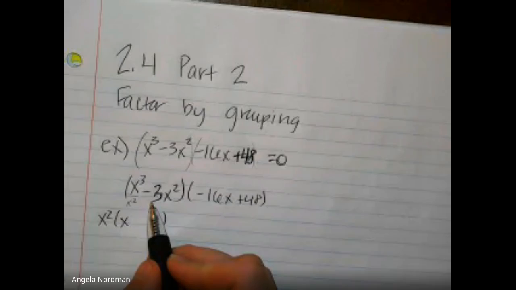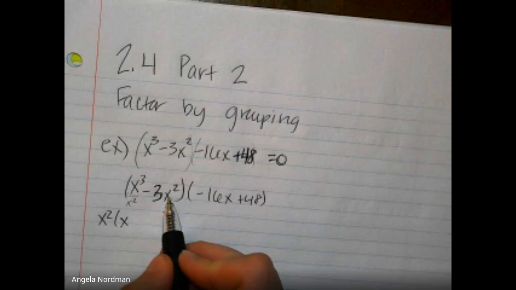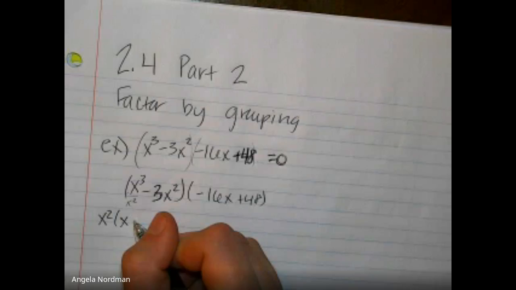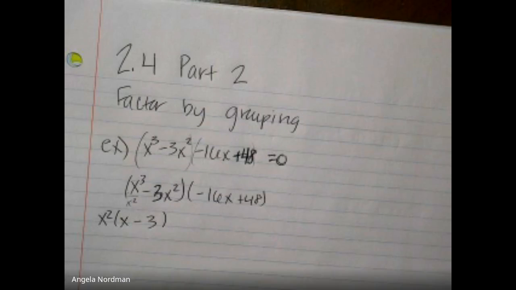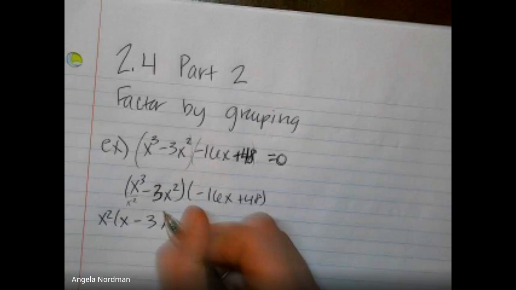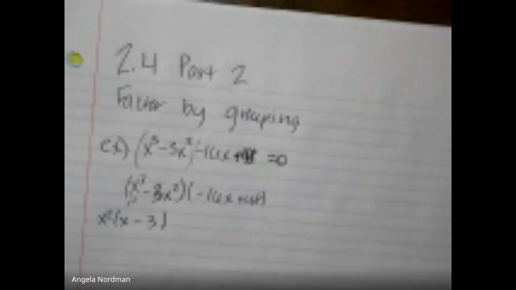Divide x cubed by x squared. That gives me x. Divide negative 3x squared by x squared. That gives me negative 3. Okay, so this is what's left over. I move on to the second group and say, what can I take out of that? So again, I have a variable and then I don't. So there's no variable I can take out.